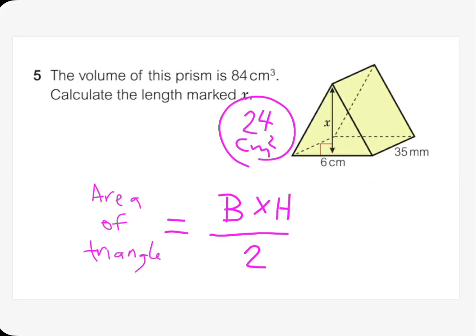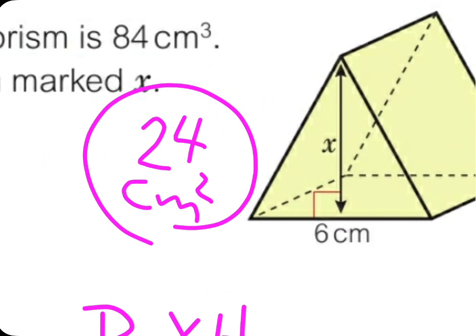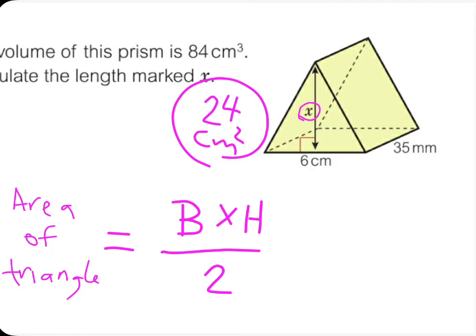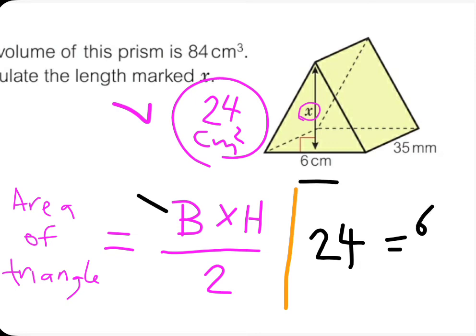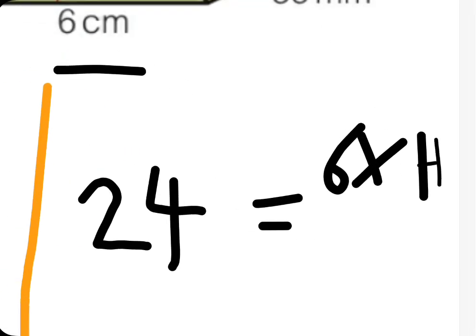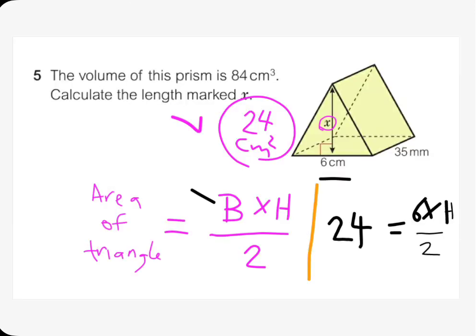Now, from this formula, we're going to find the height of the triangle, which is x. Now, base times height divide 2. We already know the area. So, it's 24. We're going to put it here. So, 24 equals what? Base, which is 6, times the height divided by 2. Now, we're going to solve this and find the height.